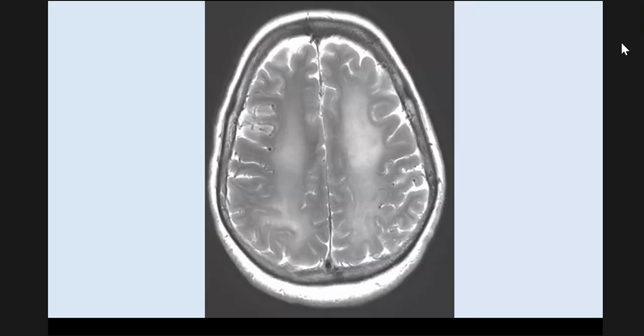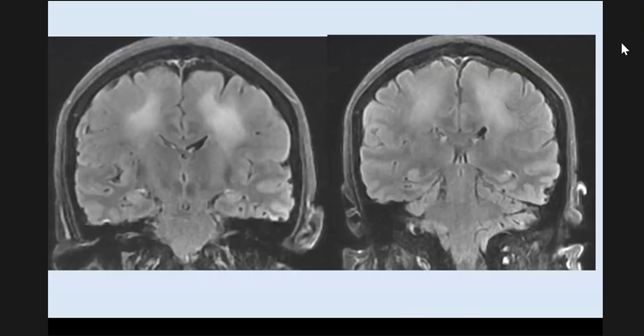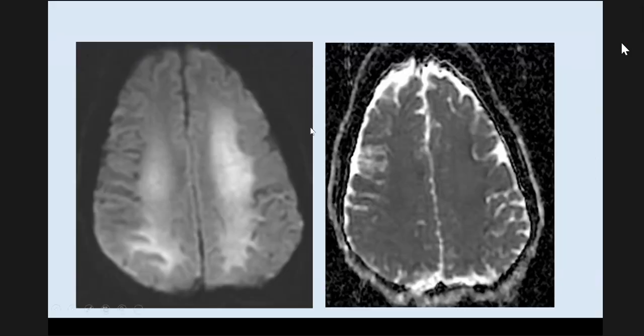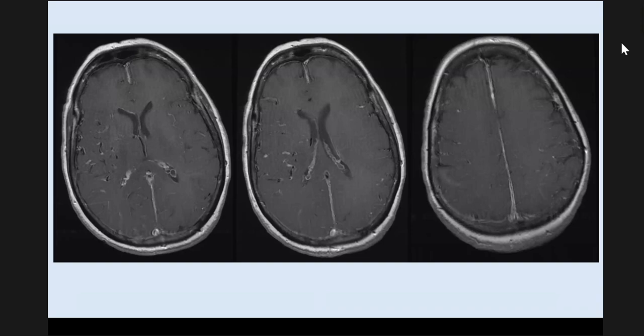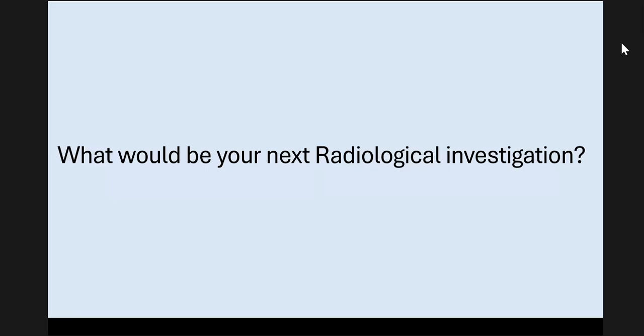So these are the T2-weighted axial images. A couple of coronal T2-weighted FLAIR images, and diffusion-weighted images. You've got the B1000 and the ADC map. And we also have got 3 selected images from the SWI sequence. Okay, so you have seen these images, and we also have the post-contrast images, 3 post-contrast images. So with that in front of you, what did you do next in terms of radiological investigation?